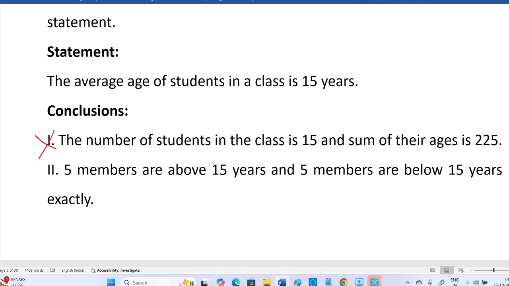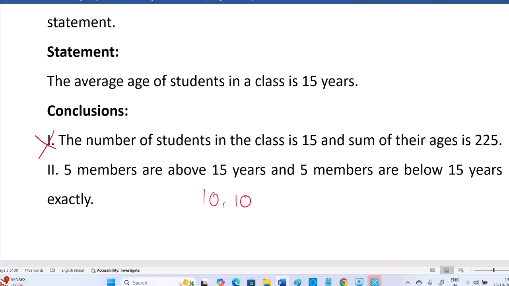Then, 5 members are above 15 years, 5 members are below 15 years exactly. Is that so? Maybe all are 15. All being exactly 15 is also possible. Or else, 10, 10. Why only 5, 5? That's the first question. Why only 5 members and 5 members? It can be 20 members, 10 and 10. They didn't give the total number of people, right?